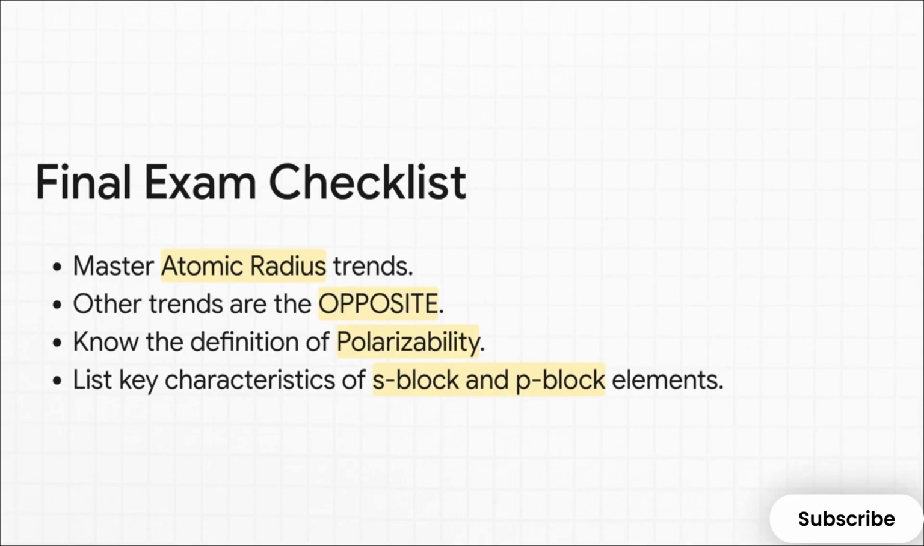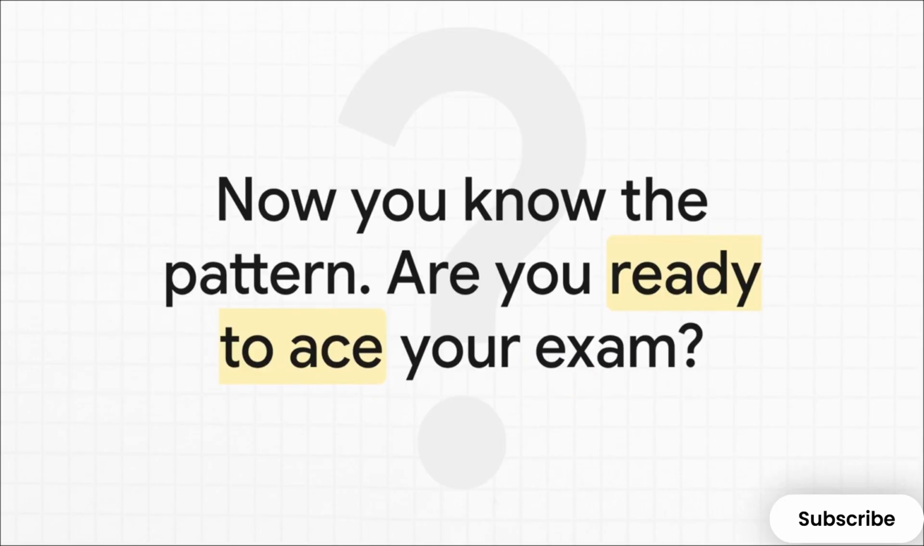2, remember that the other big trends are just the opposite. 3, know the definition and factors for polarizability. And 4, be able to apply all of this to the S block and P block elements. If you can do that, you've got the vast majority of questions from this unit totally covered. So there you have it. That's the playbook. You've seen the patterns, you've seen the recurring questions, and you have the exact point-by-point answers you need. We've cracked the code. Now you're ready to go in there and ace this thing.